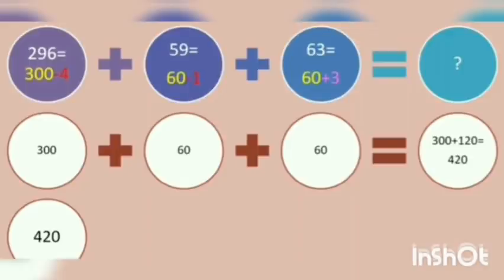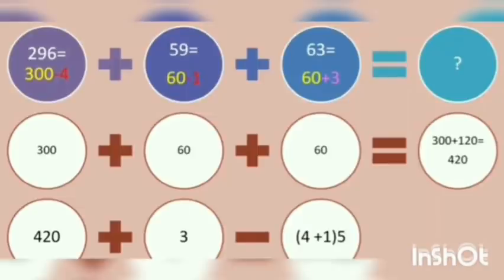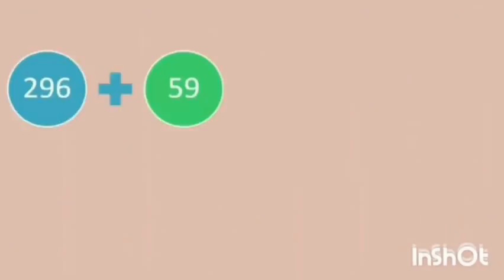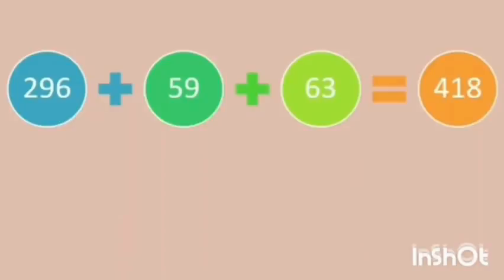After that, keep 420 in mind and then see what all we have added and subtracted to round off these numbers. 420 plus 3 minus 5. How did we get minus 5? Minuses are in two places, minus 4 and minus 1, which is nothing but minus 5. From 420, add 3 and subtract 5 and then the answer will be 420 minus 2, which is nothing but 418. So the answer is 418.